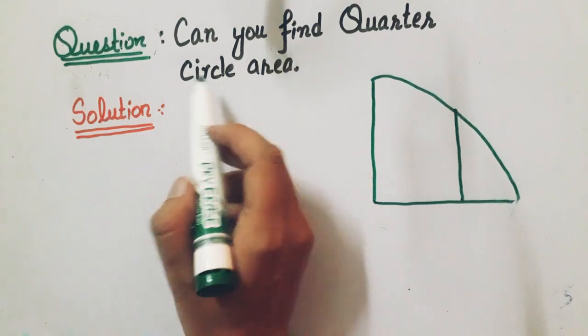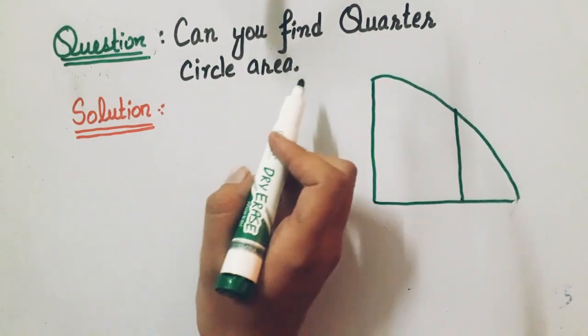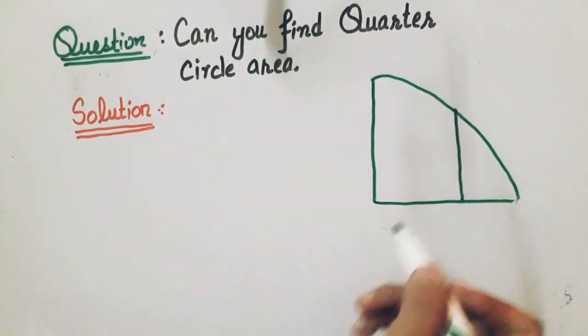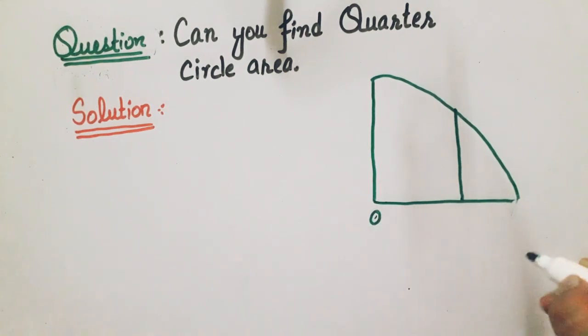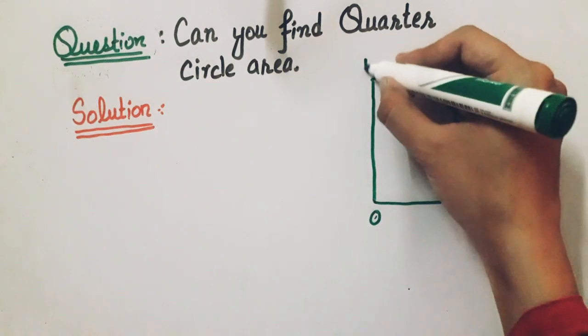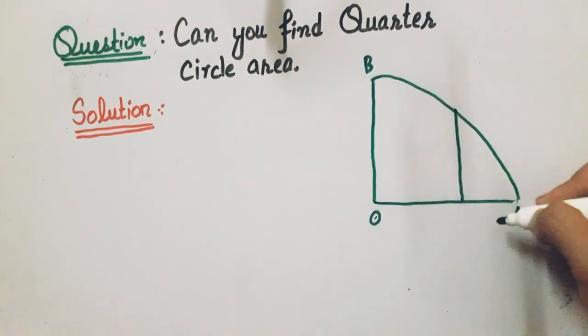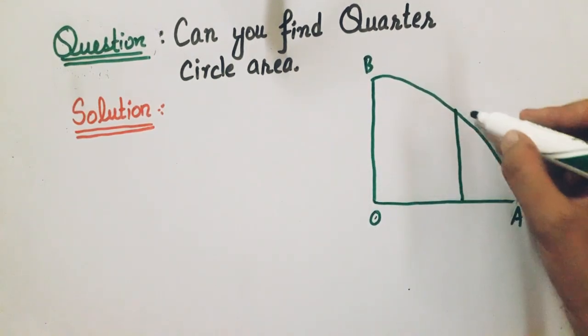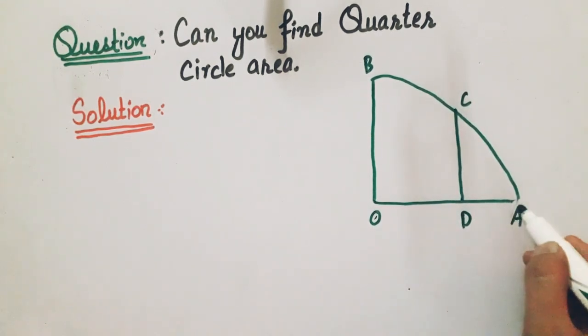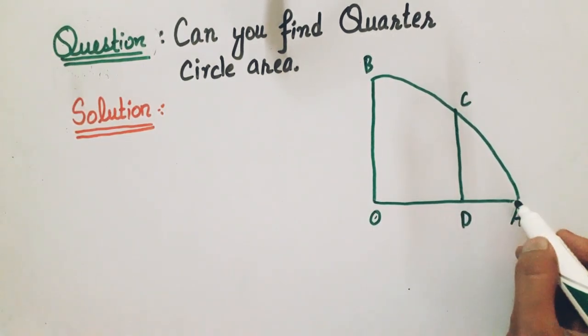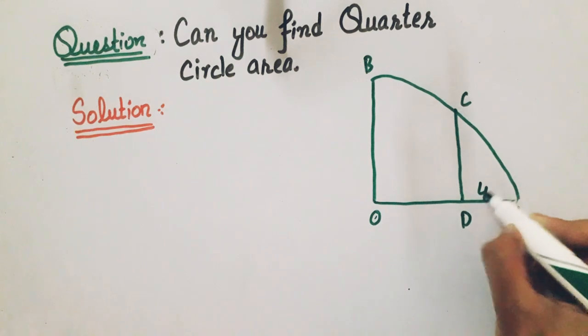Today we are going to find the area of a quarter circle. This is a diagram in which this is the center of a circle. Let this point be A, this point be B, and here we draw a line that represents C to D. And the distance from A to D is 4.